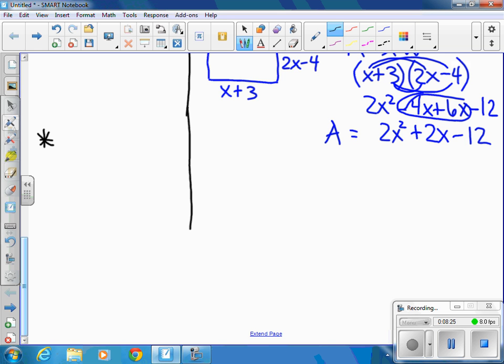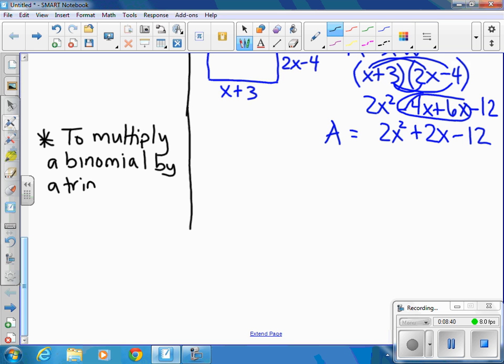What if we have to multiply a binomial by a trinomial or polynomial? In other words, something that has 3 or more terms to it. But one of the parentheses is going to be a binomial. The other one is going to be 3 or more.